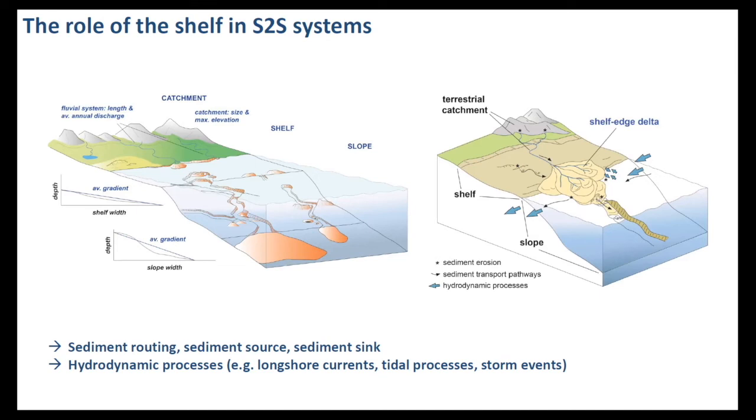We have shelves where we have accommodation space, where we have sinks, where sediment is just brought to a halt. So we don't have the imprint from the terrestrial hinterland to the deep marine sea. And then we have other hydrodynamic processes, for example, tidal processes or storm events, which can complicate the sedimentary deposits by overprinting them. And we find this when we look, for example, at outcrops.